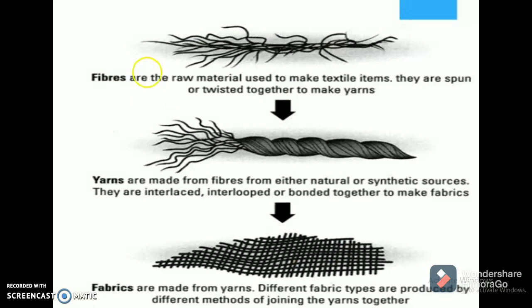Now, fibers. Fibers are the raw material used to make textile items. They are spun or twisted together to make yarns. See, these are the fibers. Again, these fibers are twisted to make a yarn. Yarns are made from fibers from either natural or synthetic sources. They are interlaced, interlooped, or bonded together to make fabrics, meaning weaving, knitting, and non-wovens. Fabrics are made from yarns. Different fabric types are produced by different methods of joining the yarns together.